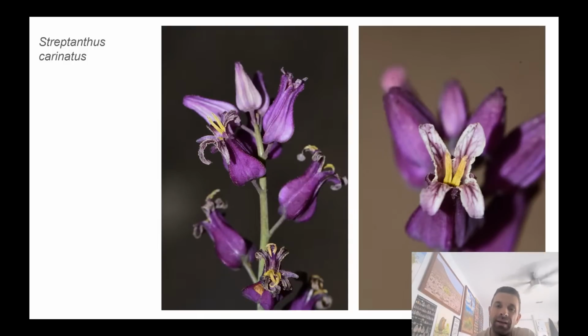Streptanthus carinatus. This is from Big Bend. Same thing. A slightly different look to it, but at the end of the day, it's 4 petals, 4 sepals, and 6 stamens in there. And those anthers, those yellow things, have that same weird, deranged elf shoe slash banana look, like Santa's little elves, right?